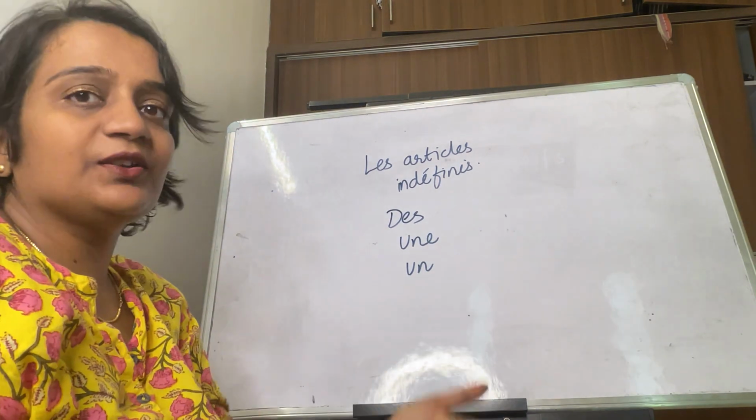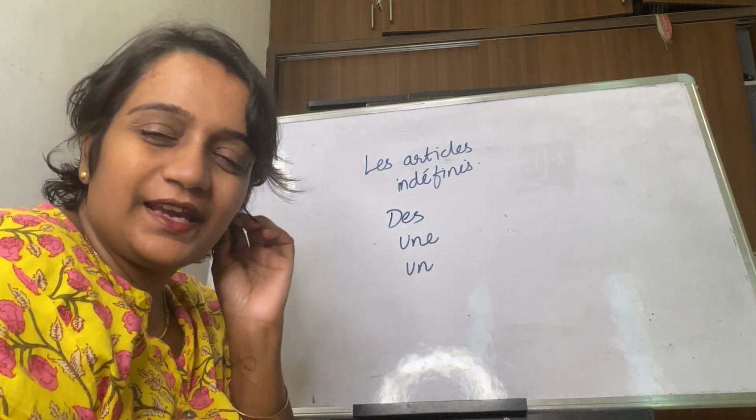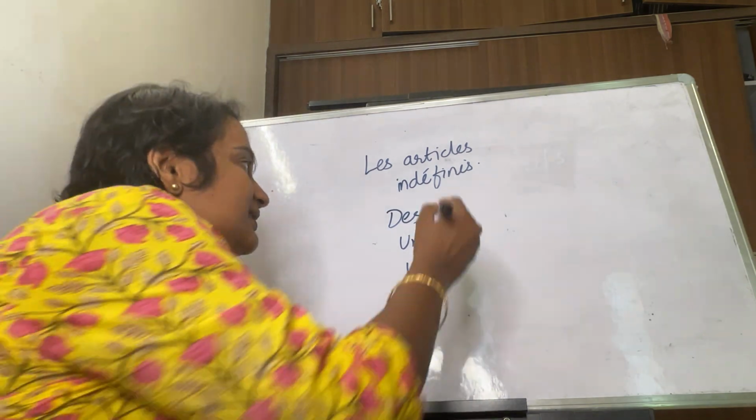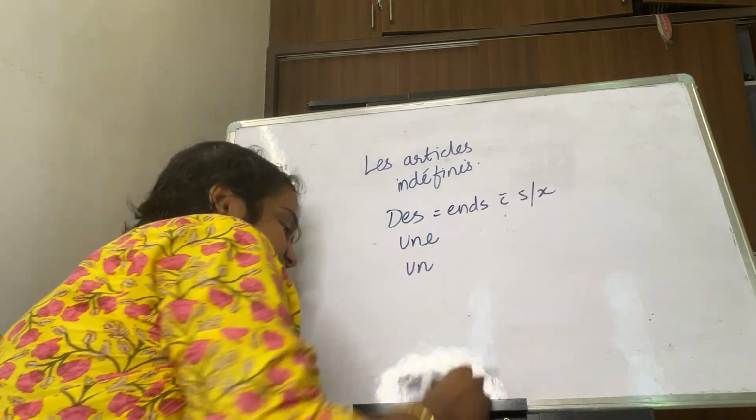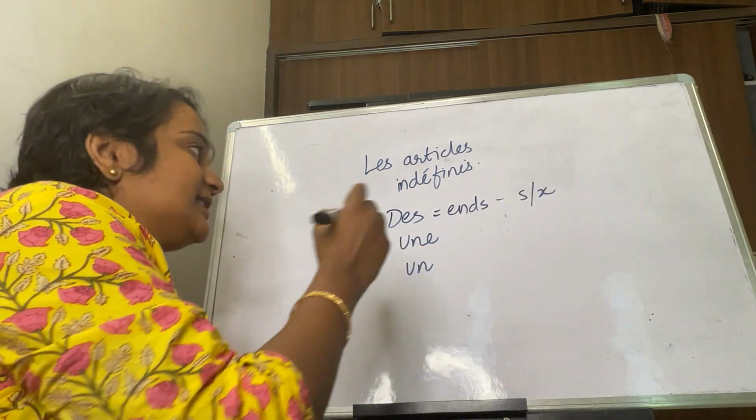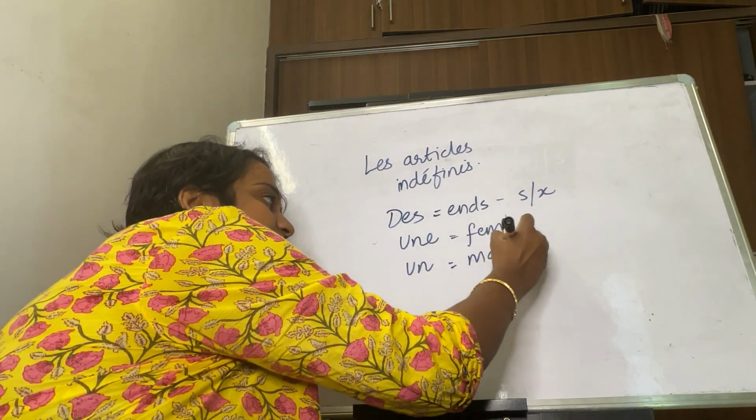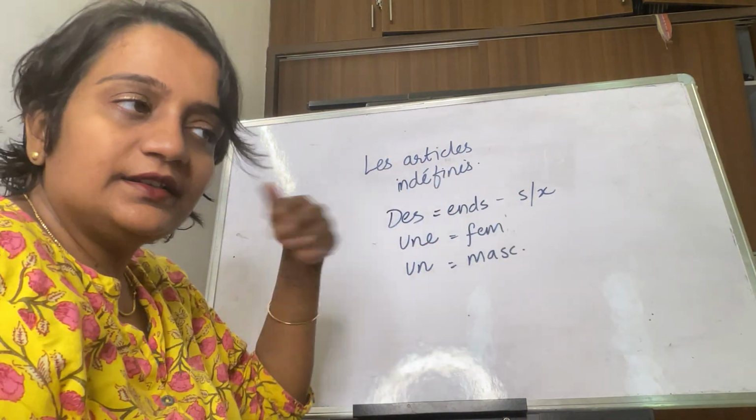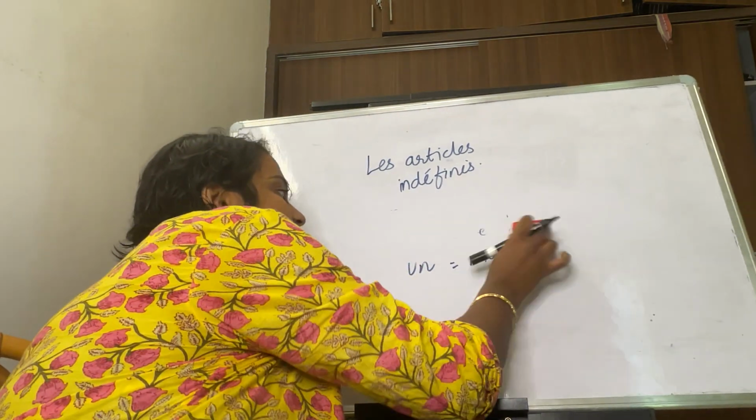Now you tell me the rules based on what we've already done with les articles définis. What do you think des is like? So des is rhyming with les, no? So apply the same rule. So ends with S or X. Sorry, I'm writing shorthand for with. Yeah. Ends in S or X. What is une? Feminine. What is un? Masculine. Awesome. Now let's apply this to the exercise. Okay. Are you ready? Let's try.